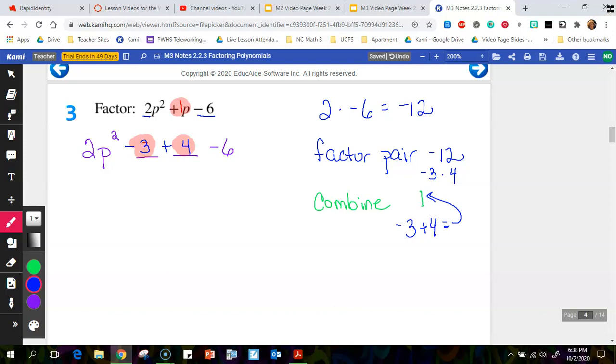So look at that. I rewrote the original quadratic, but what I did was I did what we call split the middle term. Okay, so that's the first thing we need to figure out how to do, is split the middle term.